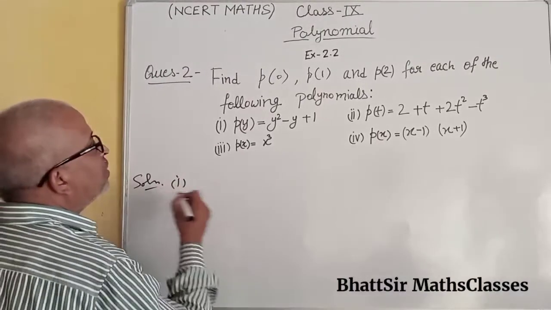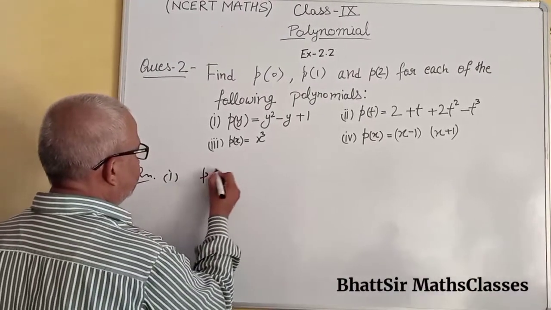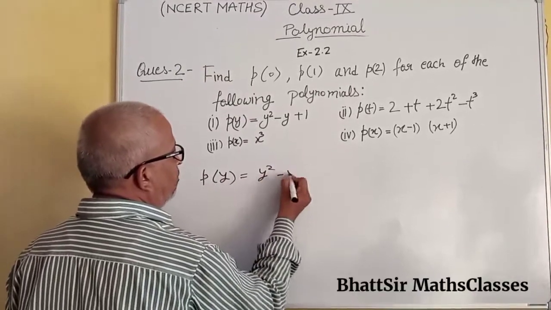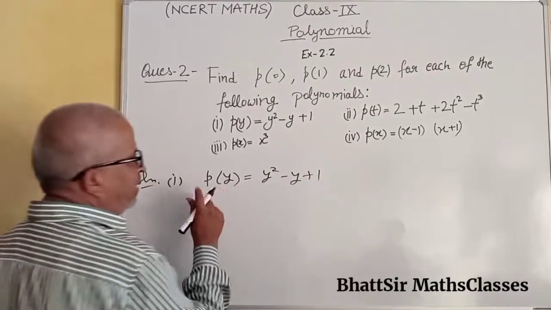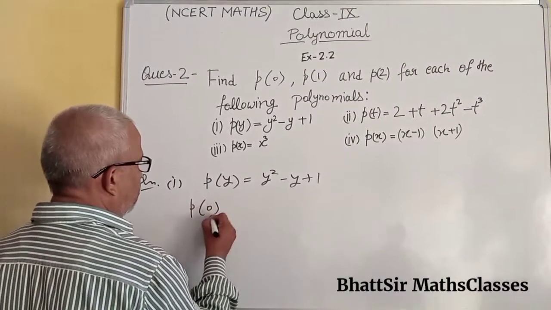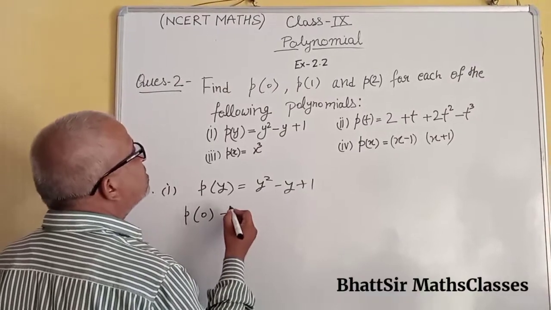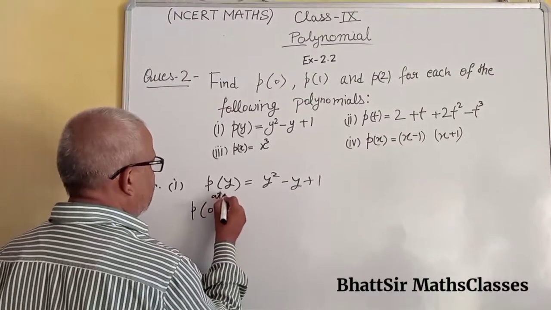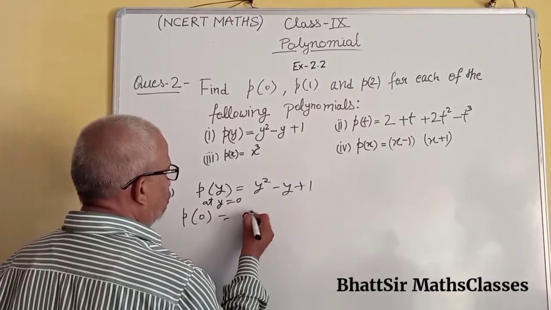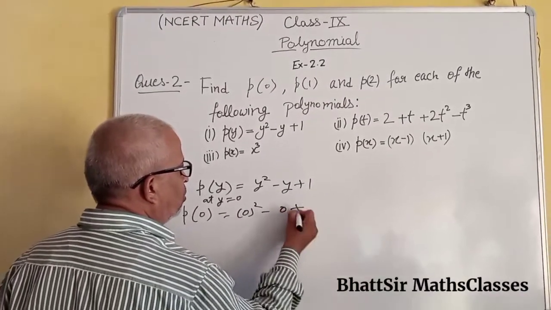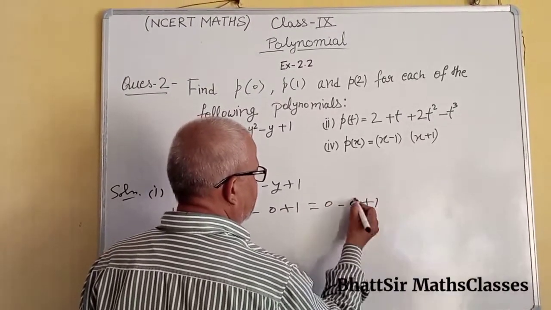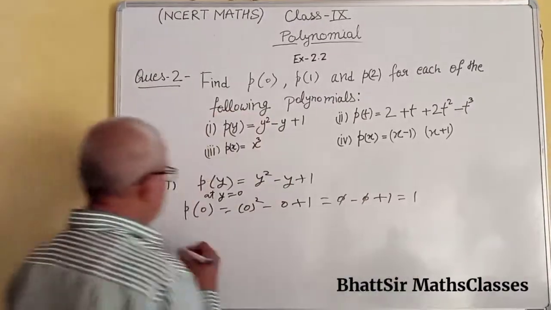First part, P(y) equal to y square minus y plus 1. From this we have to find P(0), it means at y equal to 0. P(0) equal to 0 square minus 0 plus 1, equal to 0 minus 0 plus 1, equal to 1.